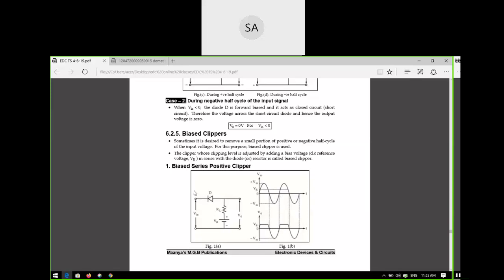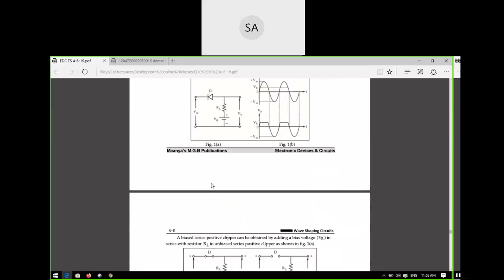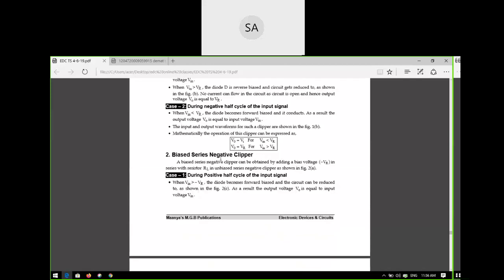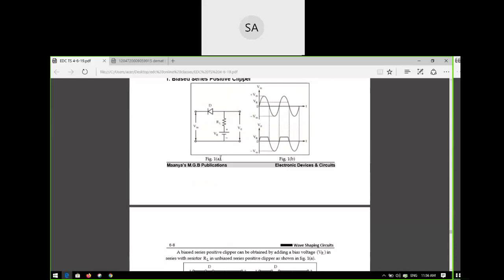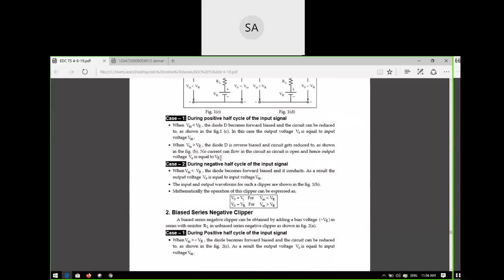So same thing: in the positive half cycle, the portion above the reference voltage is clipped off, and the remaining portion, the negative half cycle, is the same as your input cycle. So this is the biased series positive clipper.